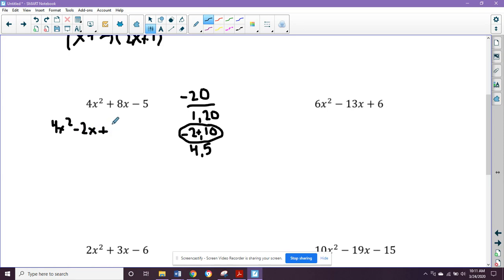Again, order does not matter here. You could have had 10x first and then 2x second. But make sure you have the correct signs with it. That does matter.